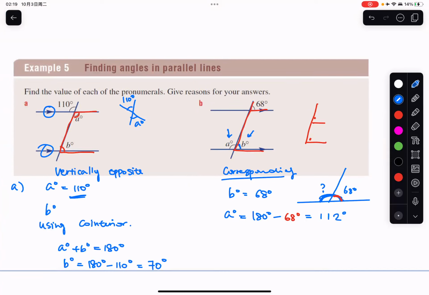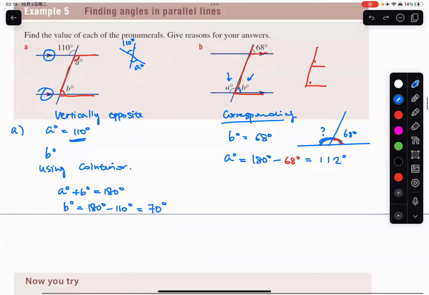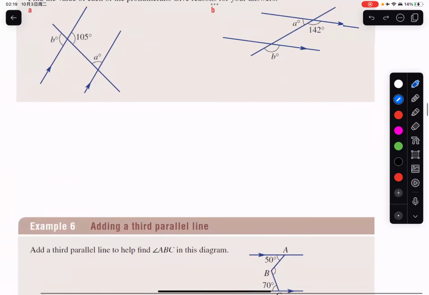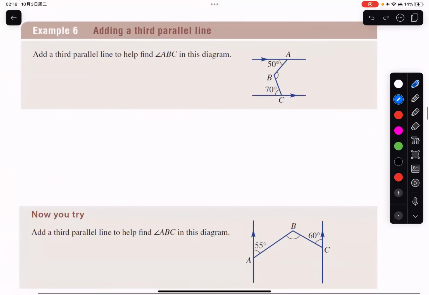You need to remember those three angle properties, and they may also combine with 7A. If you don't have any questions, you can do it now or try later. It's a very similar question. Let's have a look at the last one, example 6, adding a third parallel line. Now they're asking us to add a third parallel line to help find angle ABC.